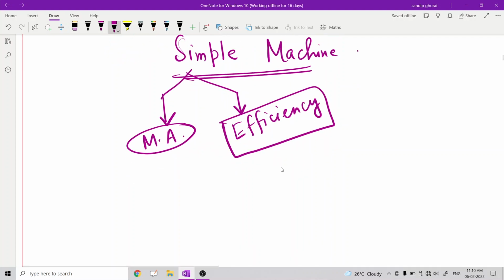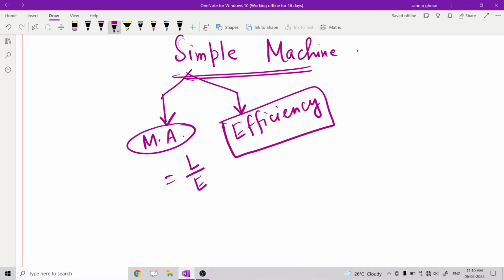So the first one is mechanical advantage. It is basically the ratio of load to effort. That means mechanical advantage is equal to load upon effort, L upon E. If load is more than effort, then mechanical advantage is greater than 1. If load is less than effort, then mechanical advantage is less than 1. And if load is equal to effort, then mechanical advantage is equal to 1.